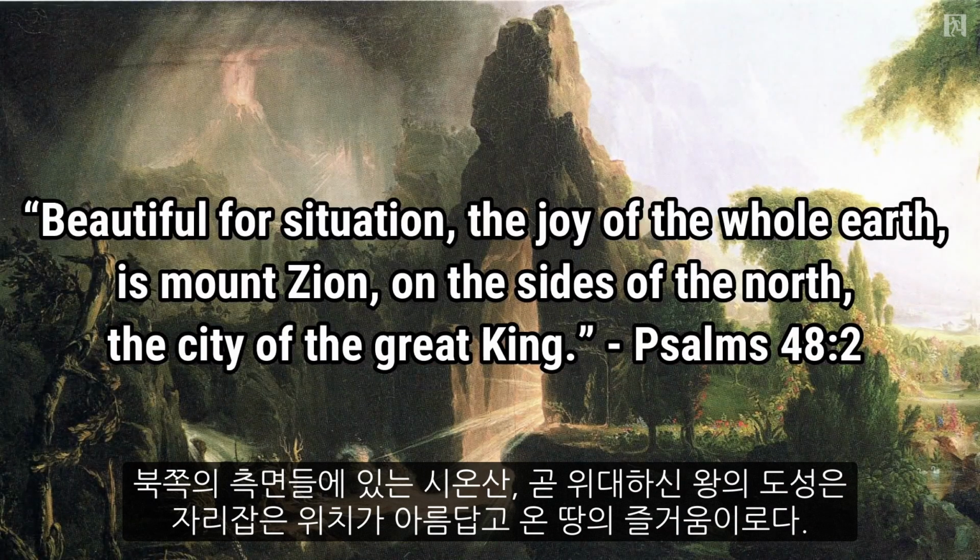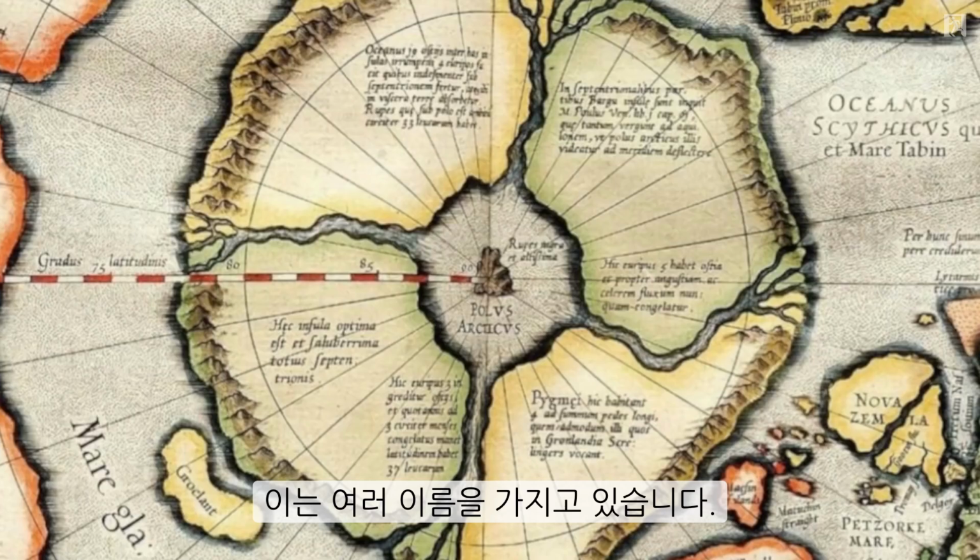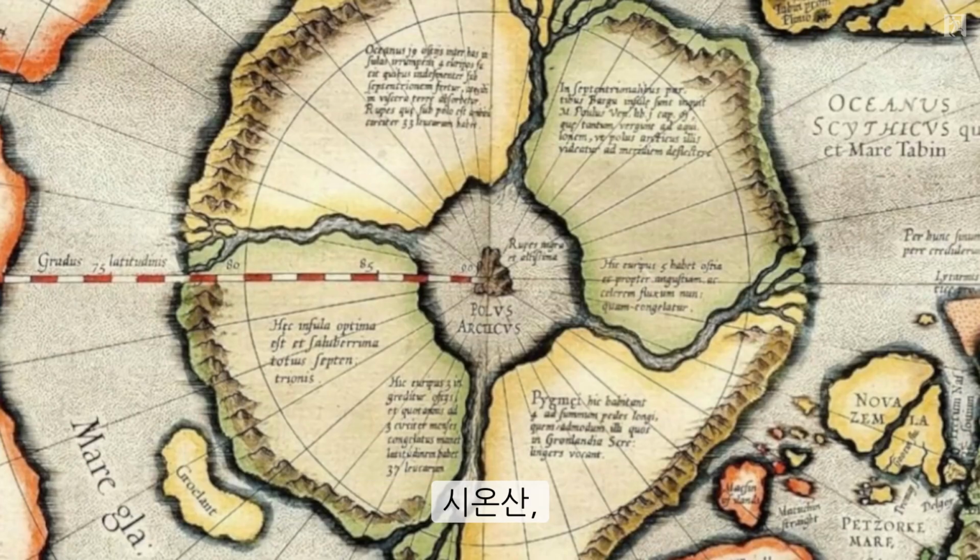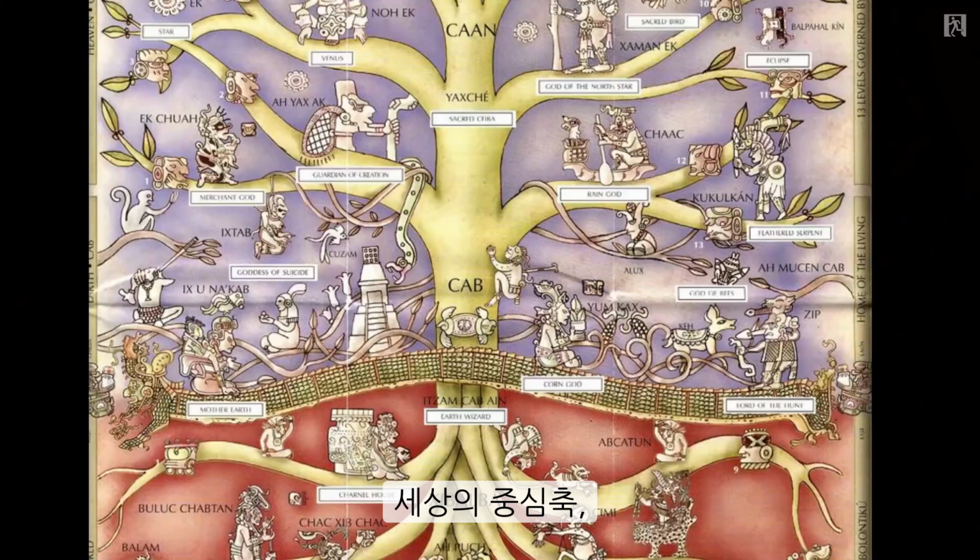Beautiful for situation, the joy of the whole earth, is Mount Zion, on the sides of the north, the city of the great king. It has many names: Mount Zion, Mount Meru, Sumeru, Rupes Nigra, the Axis Mundi, the cosmic axis, the world pillar, the world tree, the tree of life.